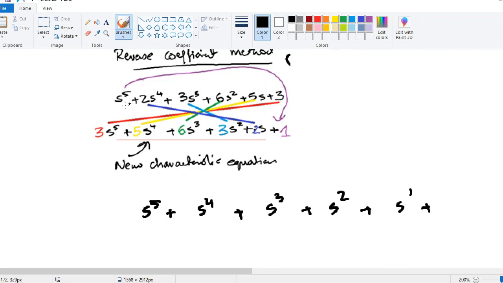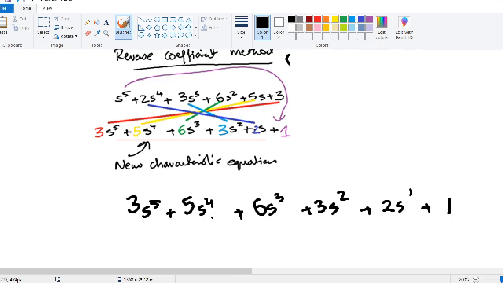So the original coefficient of s raised to 5 will now be given to the constant. So it was 1 into s raised to 5, so it will be plus 1. The coefficient of s raised to 4, which is 2, will now go to s raised to 1. The coefficient of s cubed, which was 3, will now go to s squared. The coefficient of s squared will now go to s cubed. The coefficient of s will go to s raised to 4, and the constant will now come to s raised to 5.